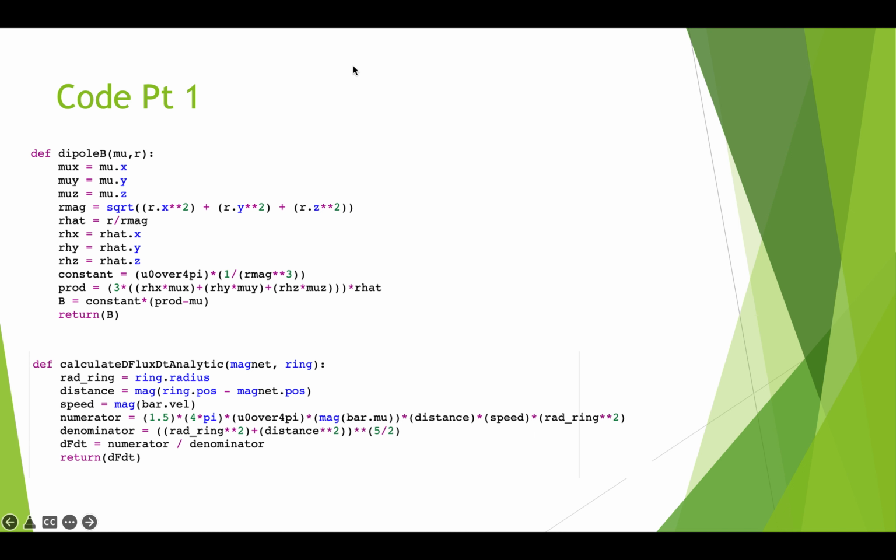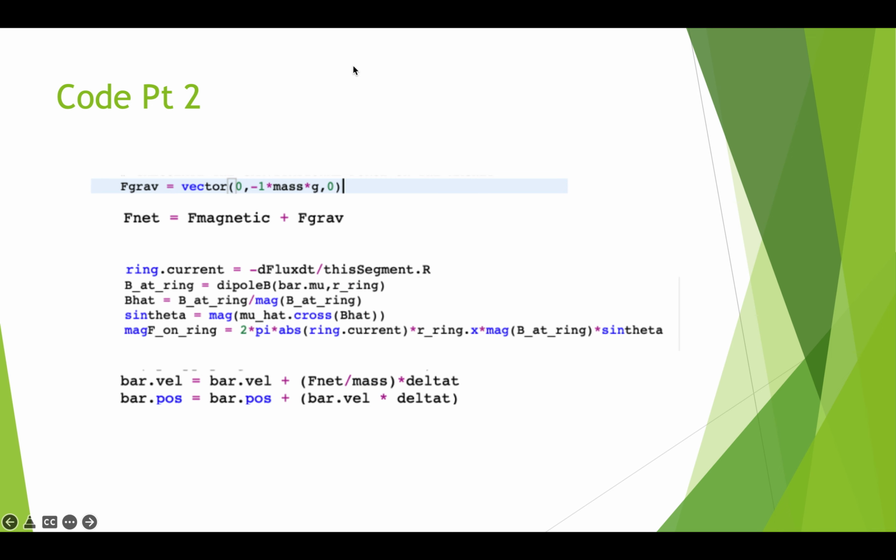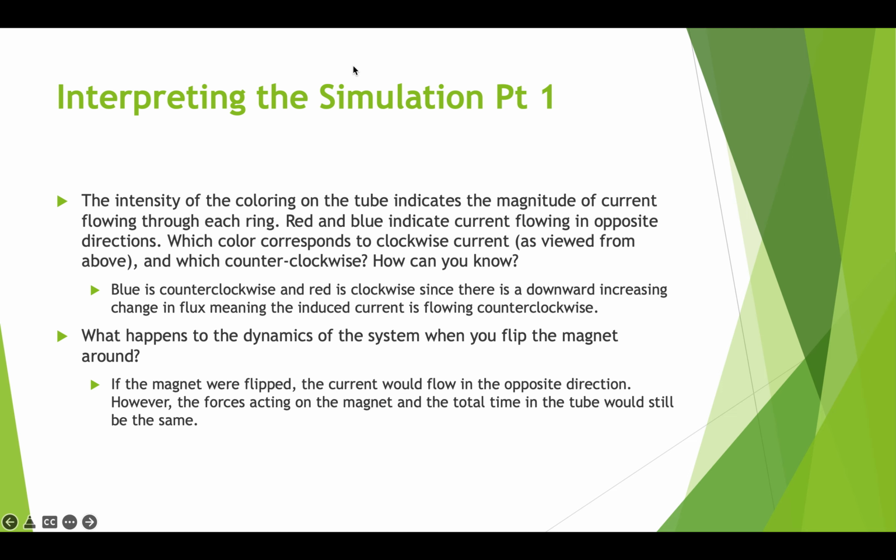In the first part of the code, we calculate the magnetic field, and now we have the calculating of the magnetic flux. Next, we can calculate the forces, gravity and net, then we calculate current, and then we calculate the typical B field at each ring, and finally we calculate position and velocity, and this is using the initial values that were given with the mass of the bar magnet.